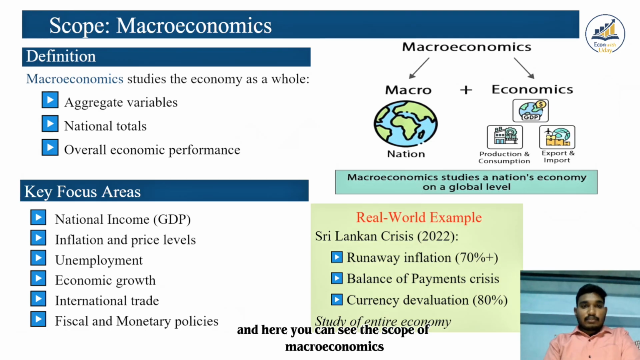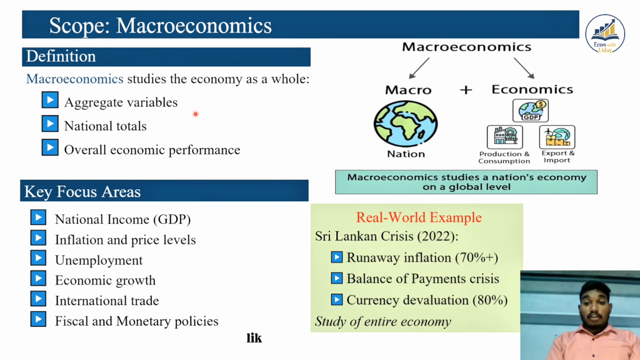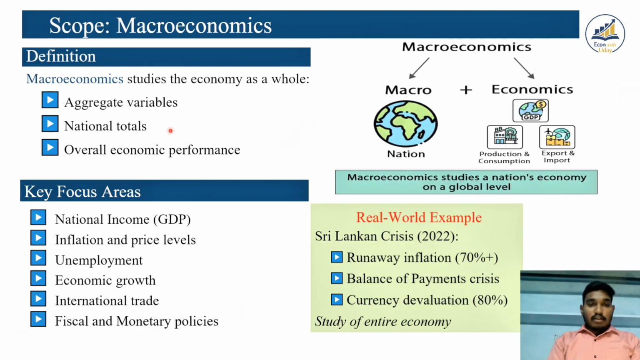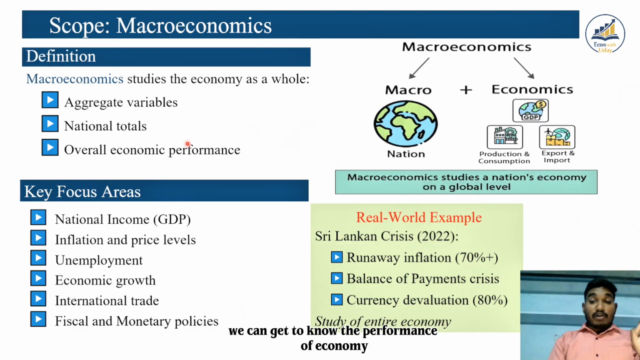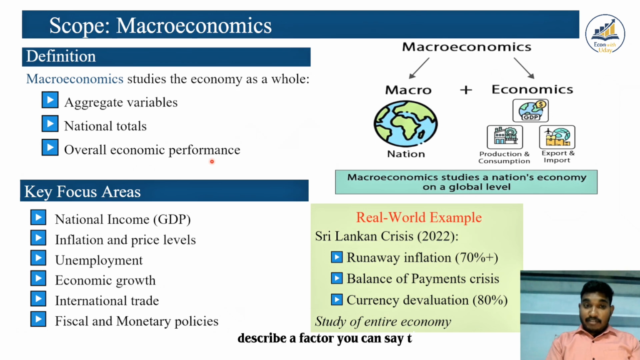Here you can see the scope of macroeconomics. Now let's look at the big picture. Macro means large. Macroeconomics studies the economy as a whole. It covers aggregate values, like whole values in the nation. It won't take individual units, whereas microeconomics talks about individual units. Here it takes aggregate values, nation values, and national totals like GDP. GDP is one of the measures we use to know the overall economic performance of the whole economy.